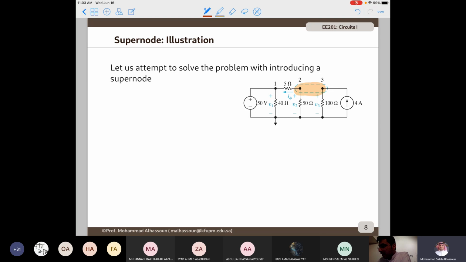If we apply the node-voltage method, here we have the standard way: (V2 minus V1), which is 50 in this case, divided by 5, plus V2, which is the current going through the 50 ohm, divided by 50, plus V3 divided by 100, minus 4 equals 0. Is it clear what we did?